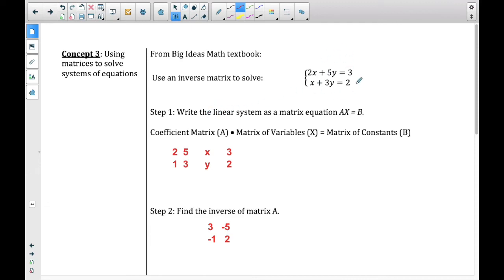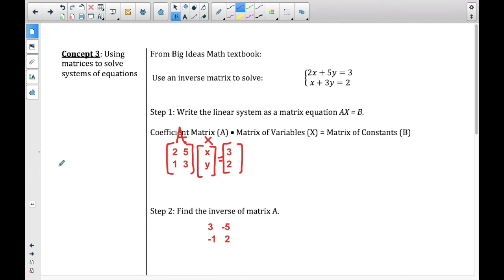Here's what we're going to do. We're going to rewrite this system as a matrix, and we're going to make it into the form A times X equals B, just like we were doing a minute ago. We're going to name our coefficient matrix first. So this is our coefficient matrix. If we look at the coefficients, we have 2, 5, 1, and 3. So that's what I have in my coefficient matrix. That's matrix A. Now I also have what I'm going to call the variable matrix, and we can just call that X. And we're going to set that equal to the constants, that is the numbers on the right. So we have a 3 and a 2 over here. We're going to put a 3 and the 2 over here.